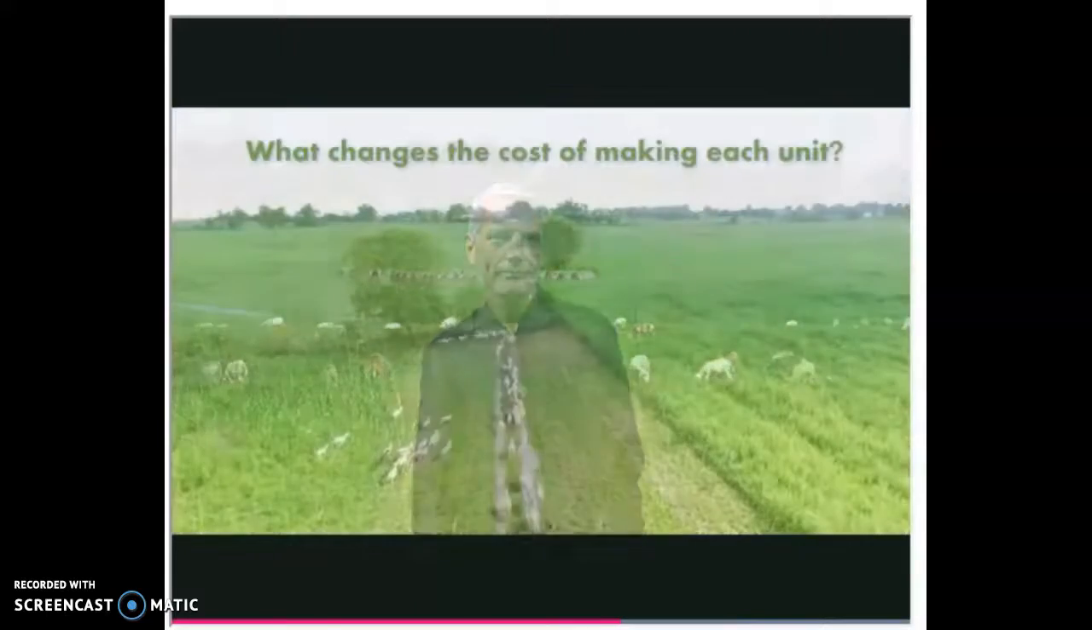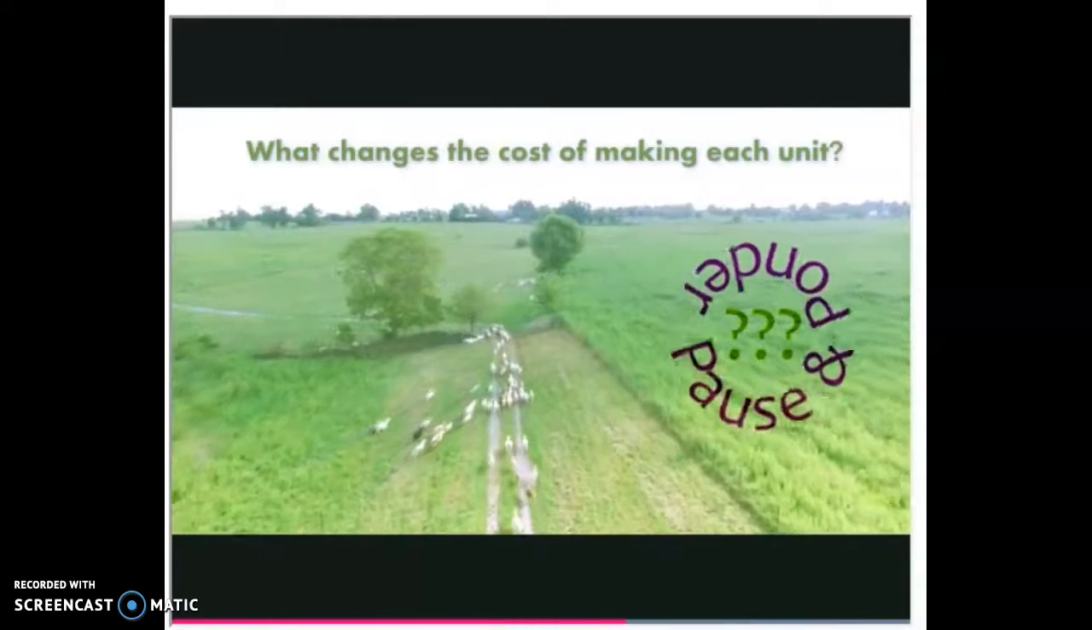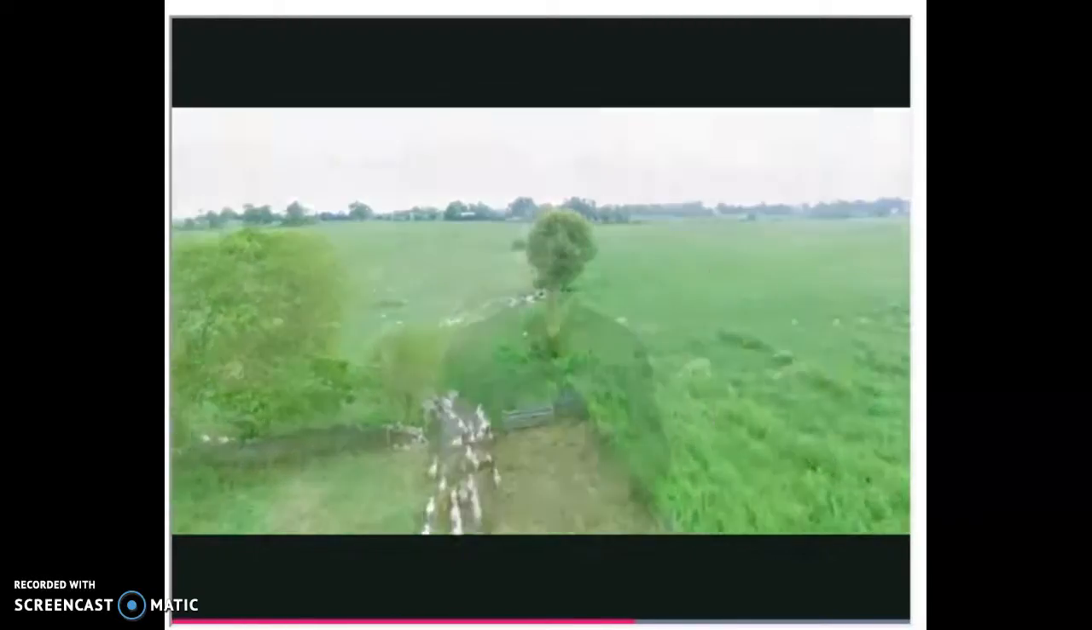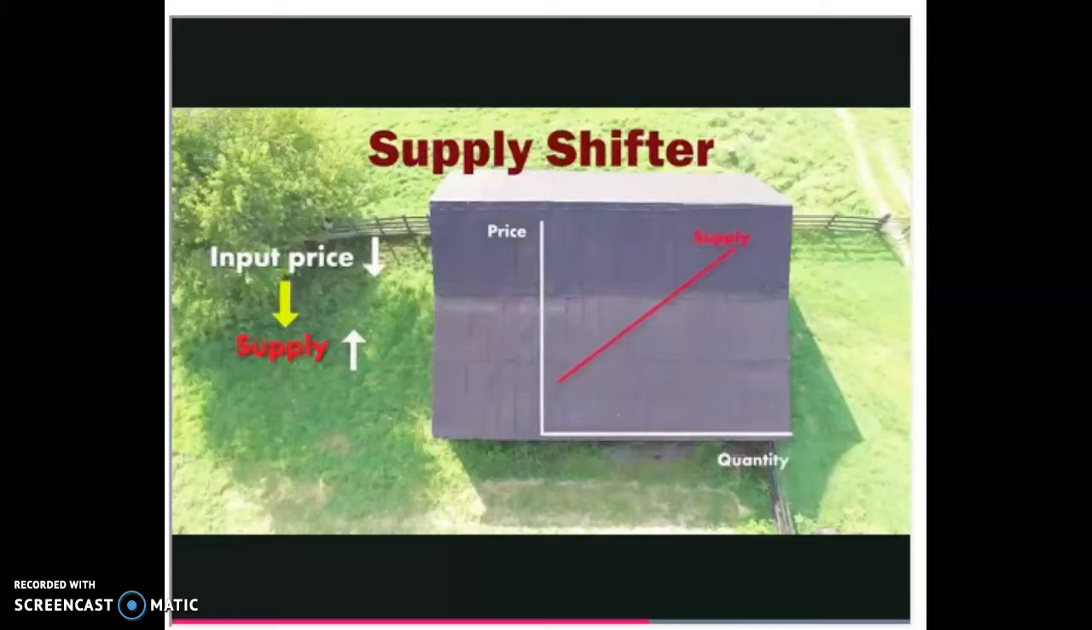What causes the supply curve to shift? To answer that question, think about what changes the cost of making each unit. One supply shifter is the price of an input, such as the wool used to make wool sweaters. If the price of an input decreases, supply increases.